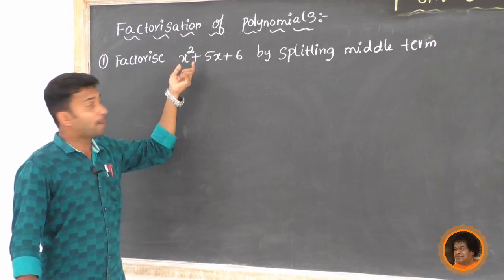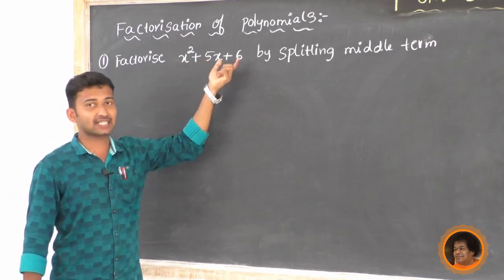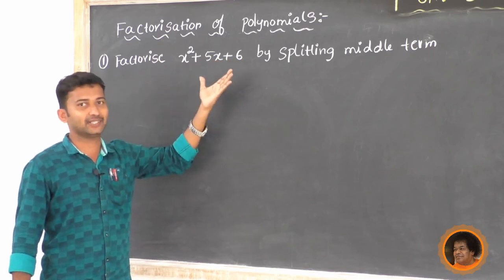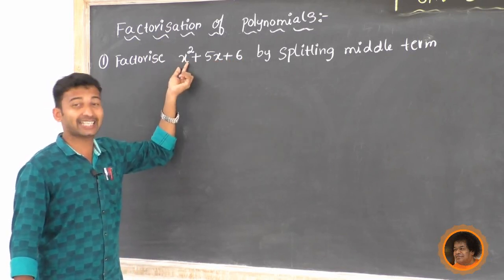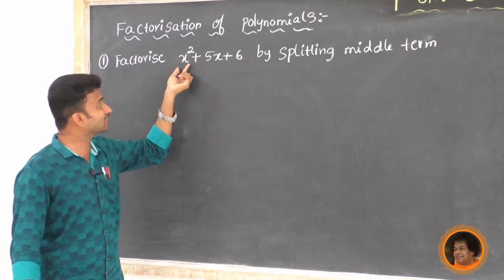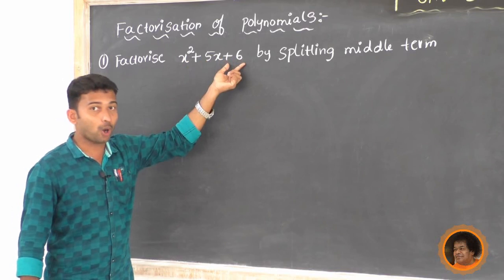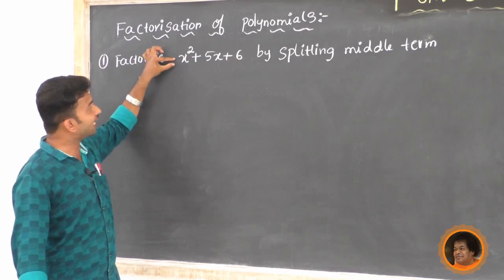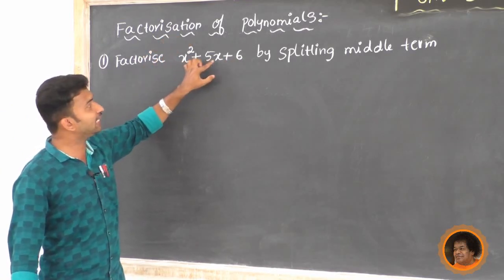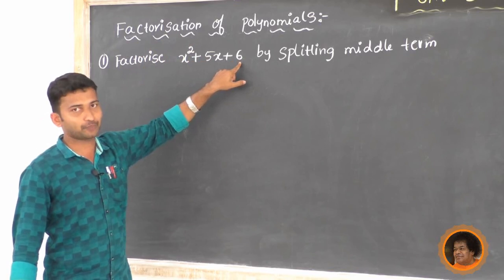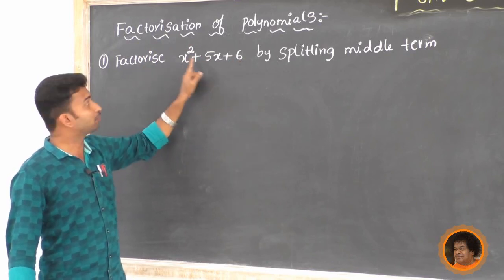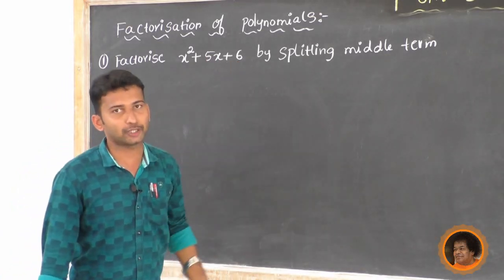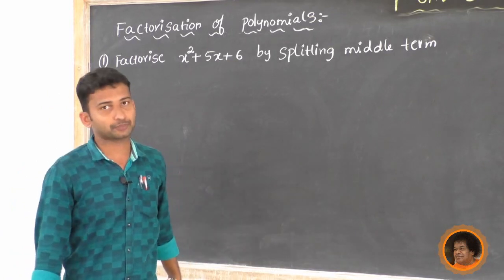X square plus 5x plus 6 is a quadratic polynomial or trinomial in variable x, and it is in the standard form of the quadratic polynomial ax square plus bx plus c. Here a is equal to 1, b is equal to 5 and c is equal to 6, and they are the constants or coefficients of the polynomial.